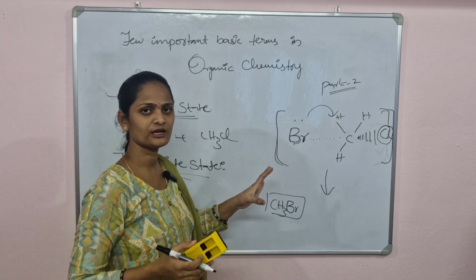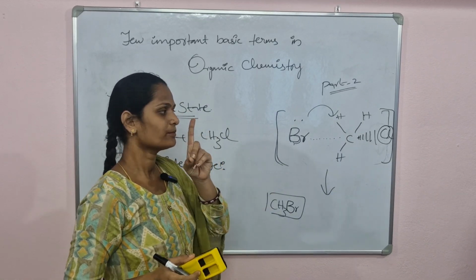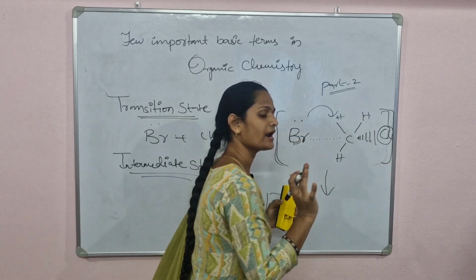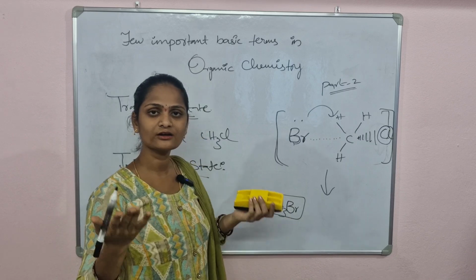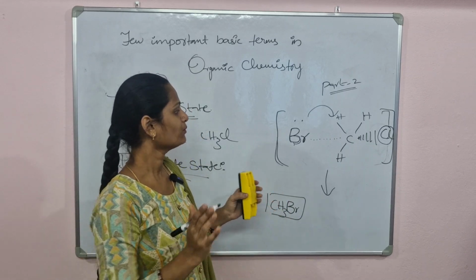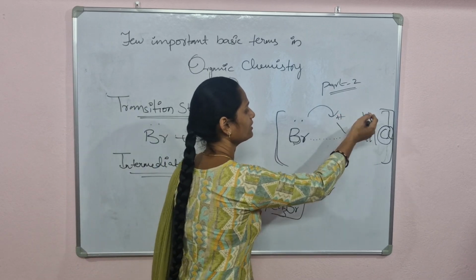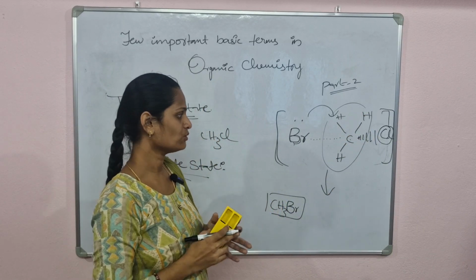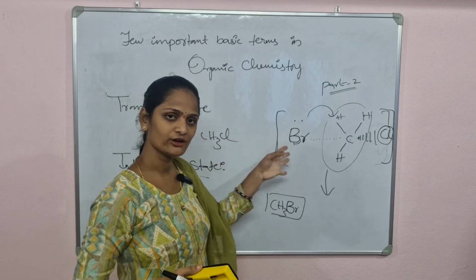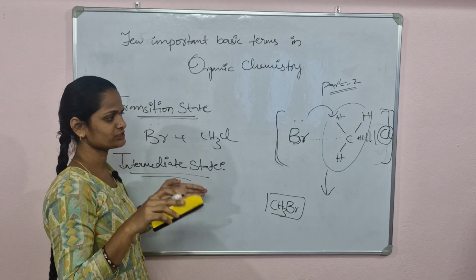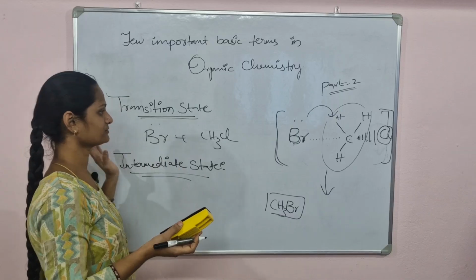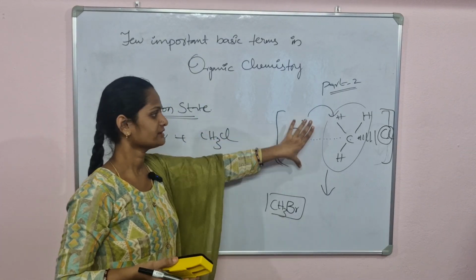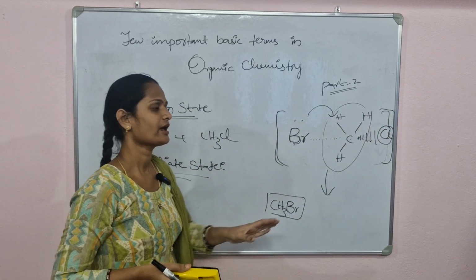It is very short lived, but its formation is compulsory. Both the bromine and chlorine will be attached to the carbon, but the carbon can't be stable with that. So although both the bromine and chlorine are attached to the carbon, it can't be stable. So that state of both bond formation is short lived, and this is not the final product. This state is called an intermediate state.